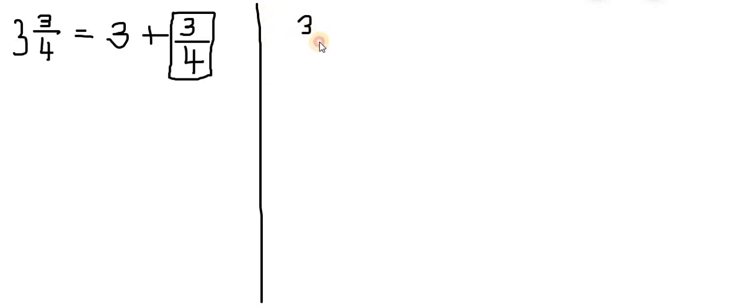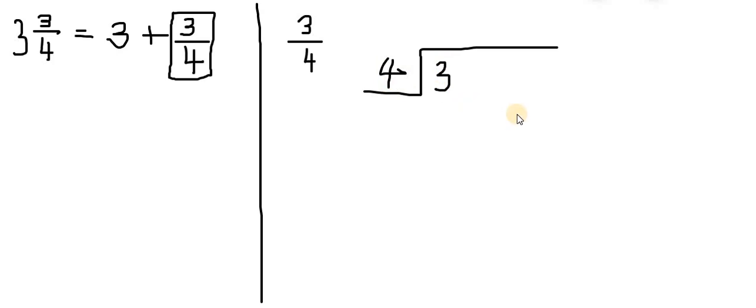So 3 over 4, that's bottom number 4 on the outside, top number 3 on the inside. Now, how many 4s in 3? That's 0. Okay, we want to continue, so we add a point. That gives us a free 0 in here. How many 4s in 30? Go through the 4 times table. You find out that's 7. 4 and 7 make 28. We subtract. That gives us 2.